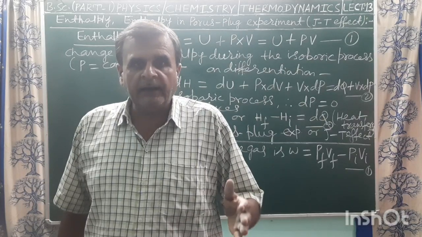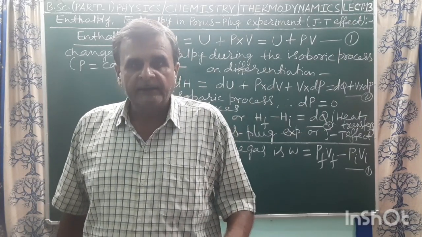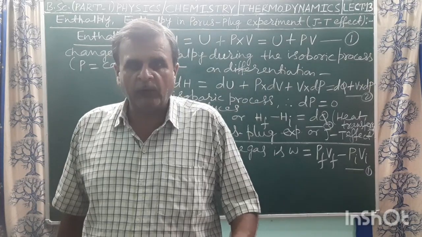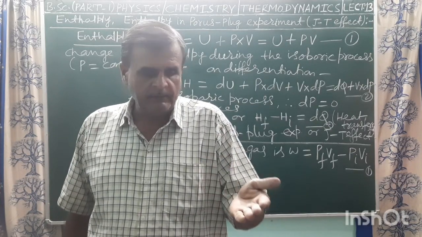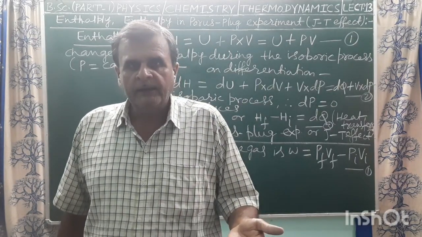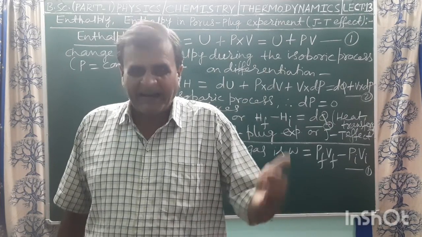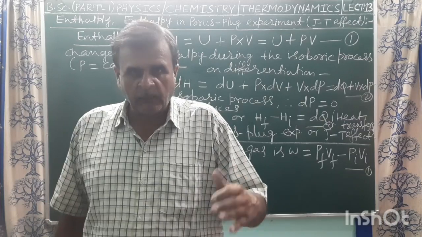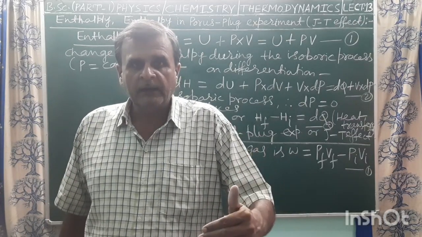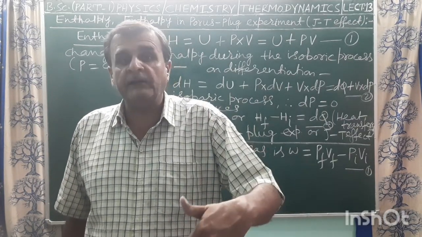So, using the first law of thermodynamics, since dq is equal to 0, therefore dw is equal to minus du. That is, work done by the system is equal to decrease in internal energy of the system.